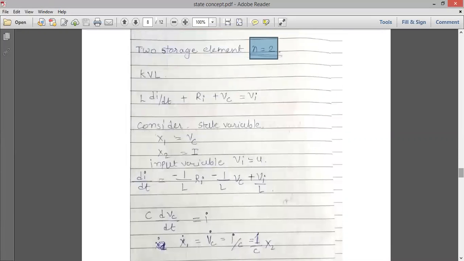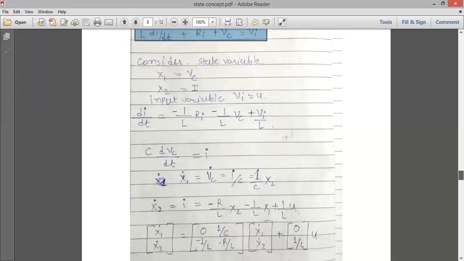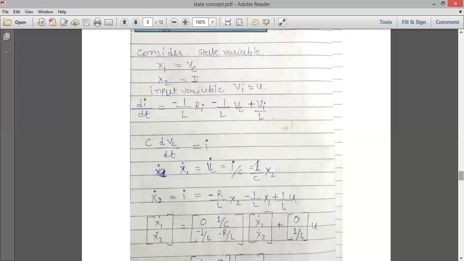Now rearrange this differential equation. We will get di/dt equal to the remaining terms. Now we want x1 dot also. The di/dt means x2 dot. Now we want x1 dot. To get x1 dot, we know the current across the capacitor is C dVc/dt = i.